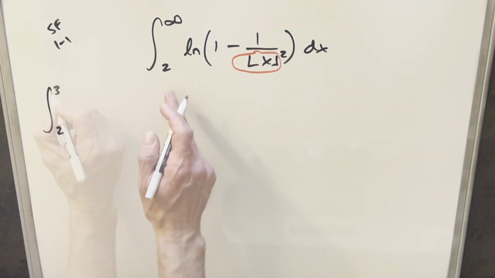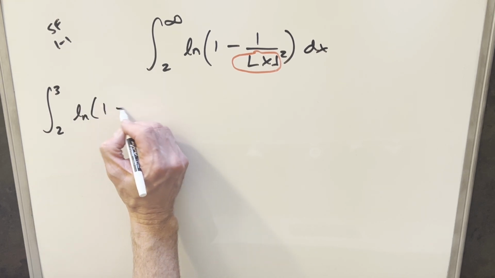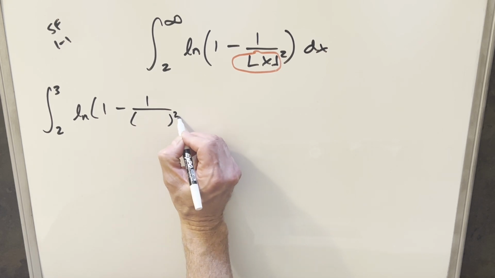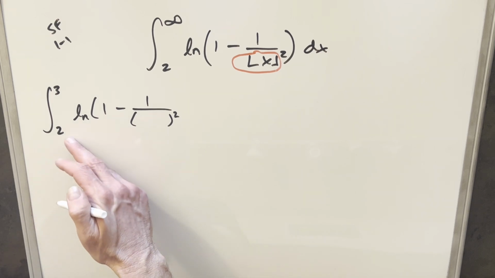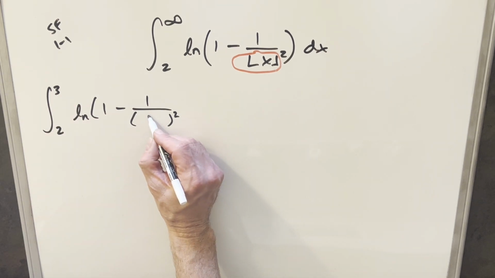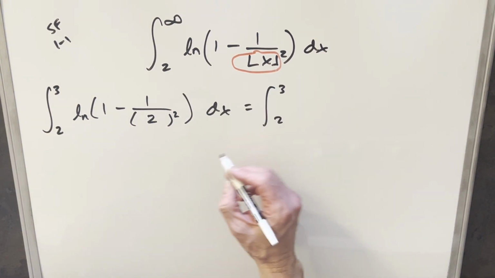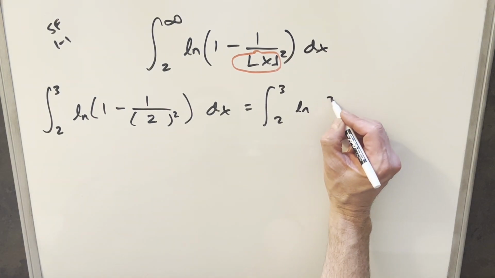We can look at this integral just from 2 to 3 of natural log 1 minus 1 over the floor of x squared. But now the floor will round us down to the next lowest integer. And because our bounds are 2 to 3, the floor is just going to round us down to 2. So this value is always going to be 2 on these bounds. But then we can simplify and rewrite. So 1 minus 1 over 4 is just 3/4.